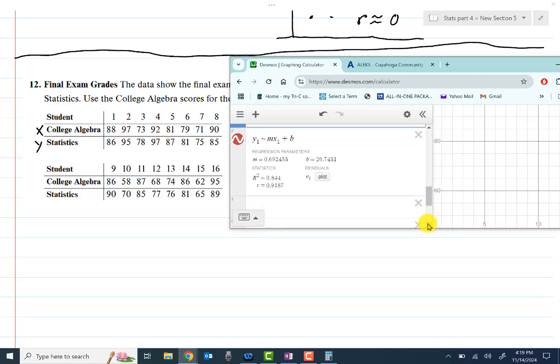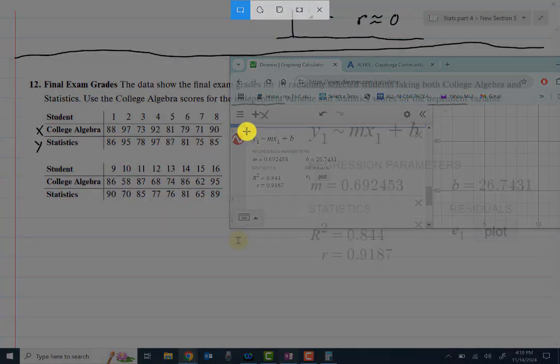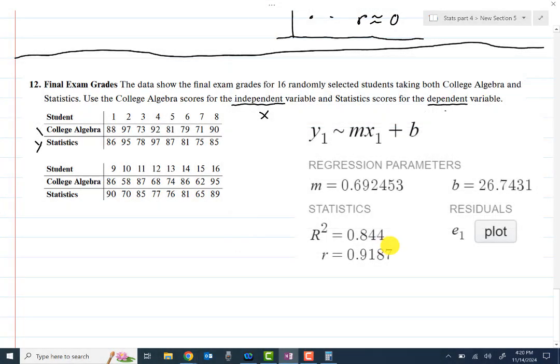And it has a new model up here for us. Our R value is pretty good. So this is good positive correlation. Our y equals, I'm going to go one decimal place, so I'm going to go 0.7x plus 26.7.